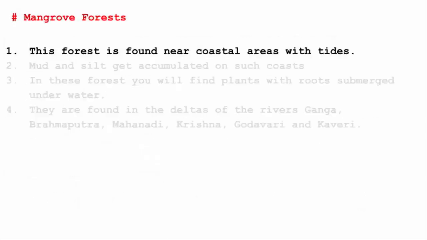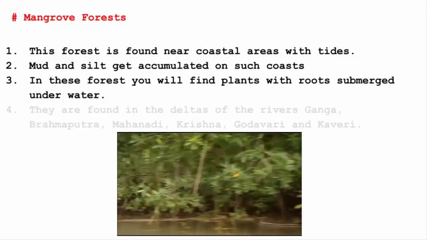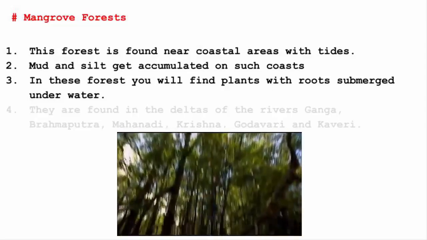Coming to the last forest, mangrove forests. Now this type of forest is found near coastal areas with tides. Now tides are important because they will help the mud and silt get accumulated on the coast. In Hindi we call it as kichar or daldal. In these forests you will find plants with roots submerged underwater. I want you to watch this clip and get a better understanding as to what I mean.